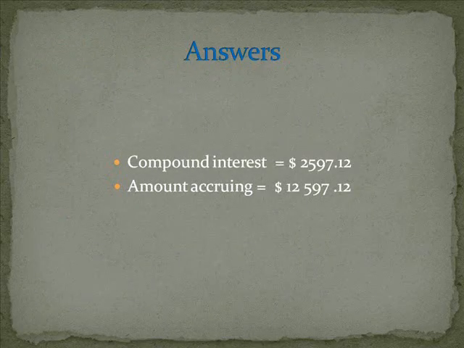Okay, your answer should be, for the compound interest, $2,597.12, and for the amount accruing, $12,597.12. If you got any of these answers incorrect, then of course you're expected to go back over your steps line by line, because you may have made a simple calculation error as to why you're not getting these answers. If you got them correct, as usual, you give yourself a CDP MATHS LAB clap.